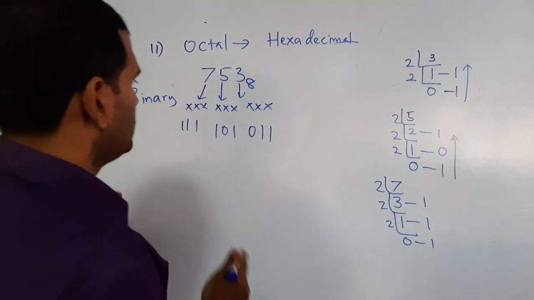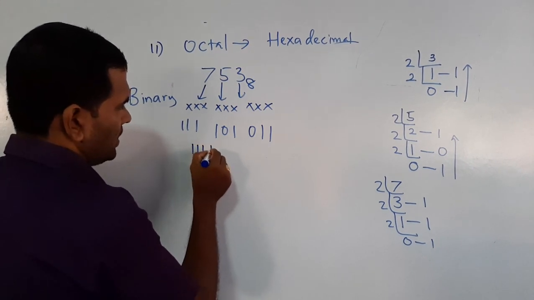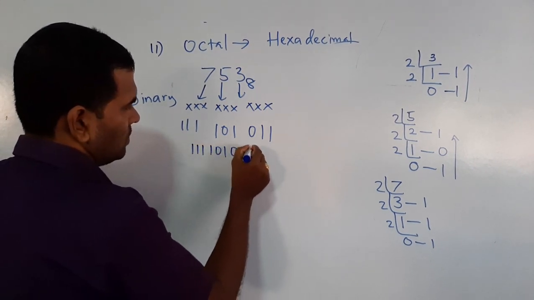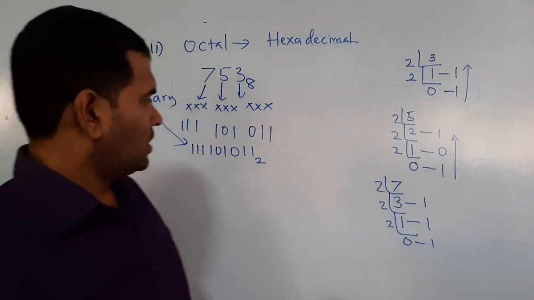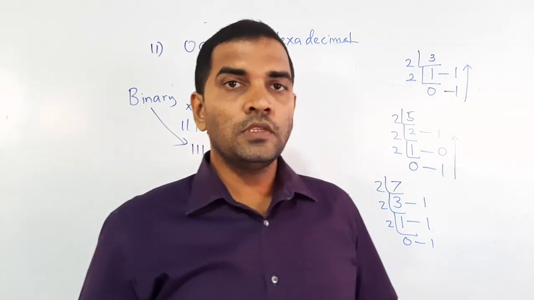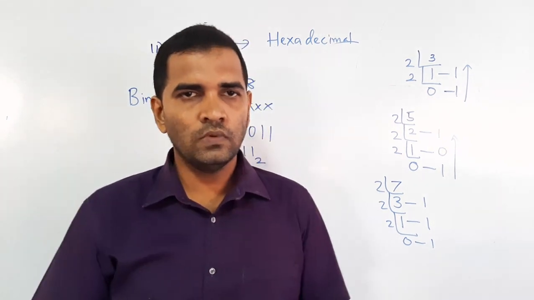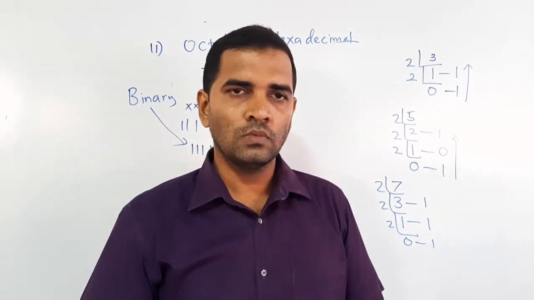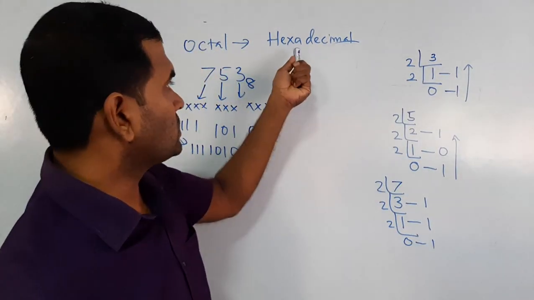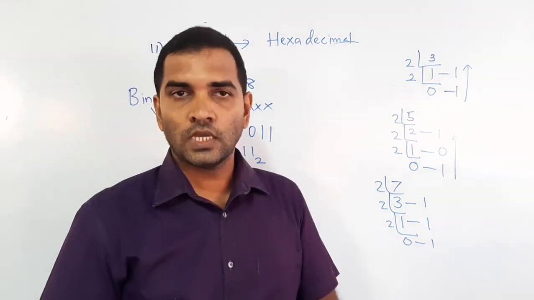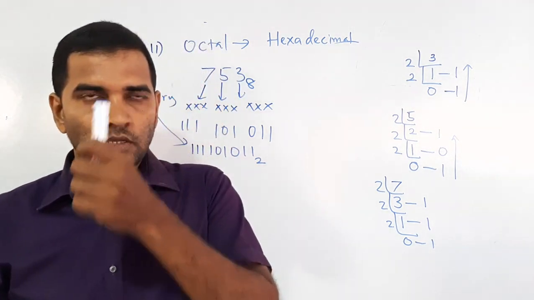Now write them together, right? Because we want a binary number, so write them together: 1, 1, 1, 1, 0, 1, 0, 1, 1, base 2. This is binary. Is it the one which you intended to get? No, right? So we are in the middle. Still a long way to go. Not a long way, but we have to go, right? So look here, we got the binary number. But the question is about octal to hexadecimal. So we have to convert this binary to hexadecimal.